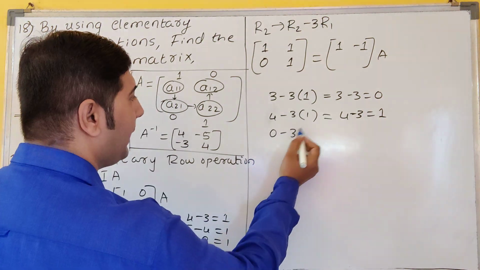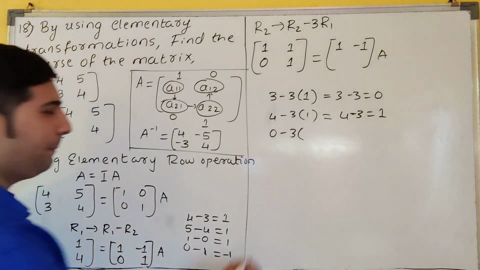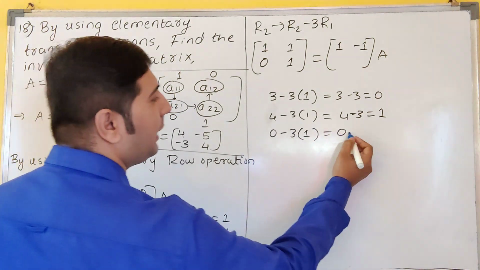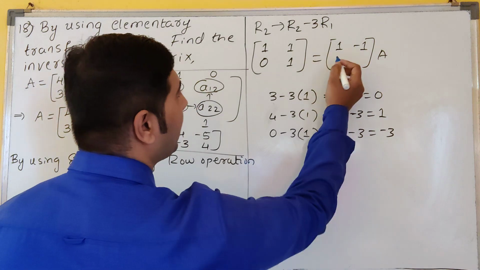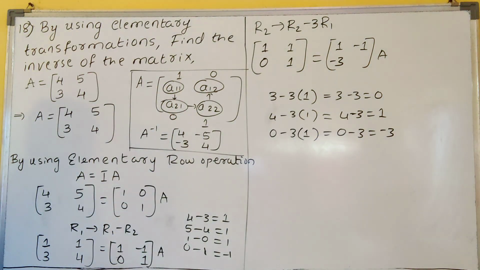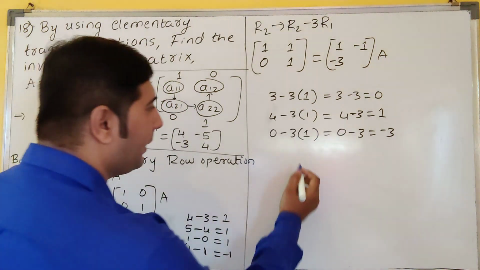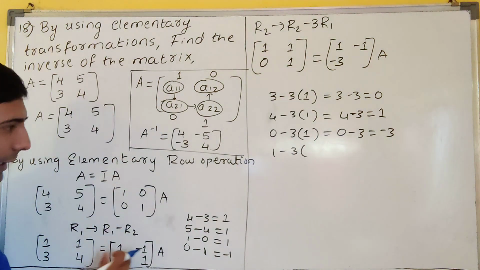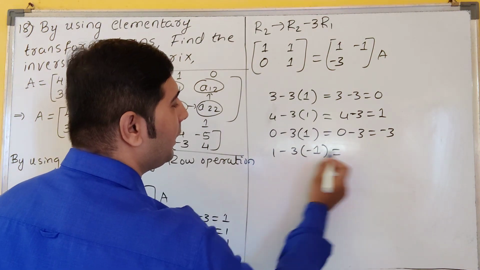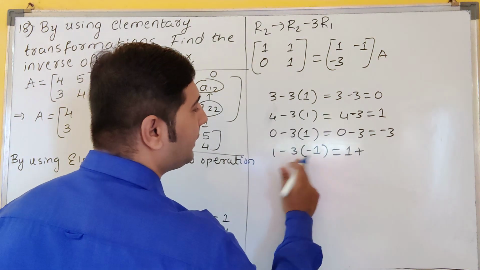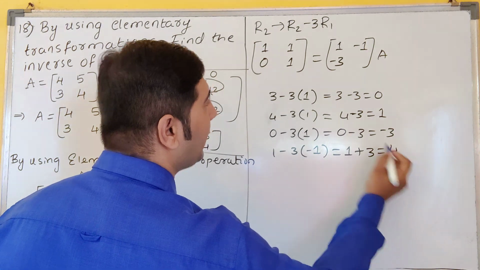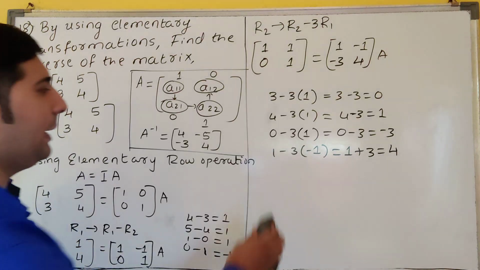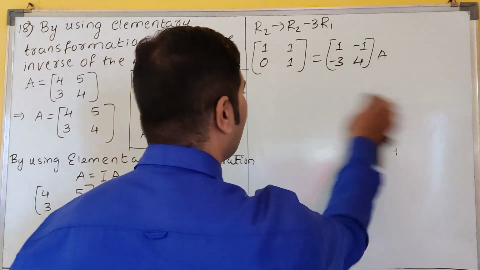So R2 is what? 0 minus 3 into R1, which is 1. 0 minus 3 into 1 is minus 3. This is minus 3. 0 minus 3 is minus 3. Yes. R2 is how much? 1. Minus 3 into R1. R1 is how much? Minus 1. Minus into minus, plus. 3 1s are 3. 1 plus 3 is 4. Clear? So for simplification I will erase this. This is not required for us.